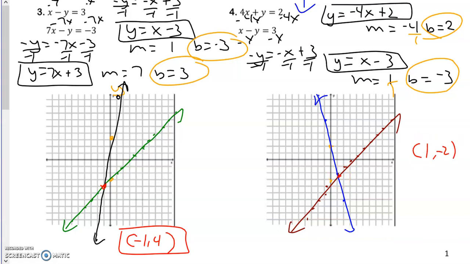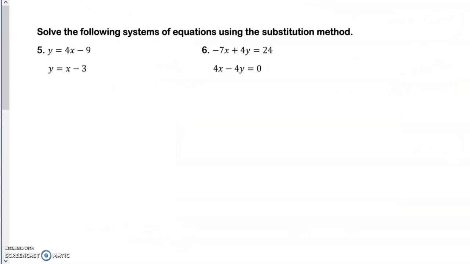So now let's take a look at substitution. Substitution means we're going to take somebody's spot. So in this case, I notice that we have both y's. So I'm going to take this and I'm going to move it up over here. So I'm going to get x minus 3 equals 4x minus 9.